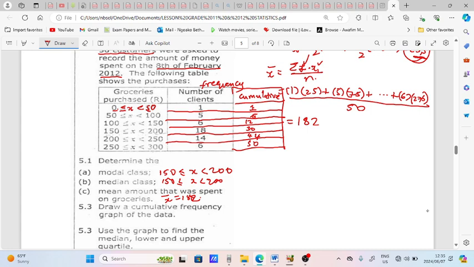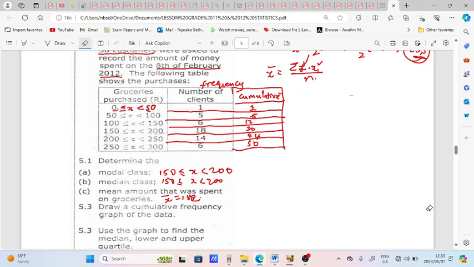Can we put the coordinates? Let's put the coordinates, because that is another thing that people don't entertain, but that is the one that is leading you to lose 1 mark. So now, normally we draw this against the upper limit. We use these numbers here with the upper limit.